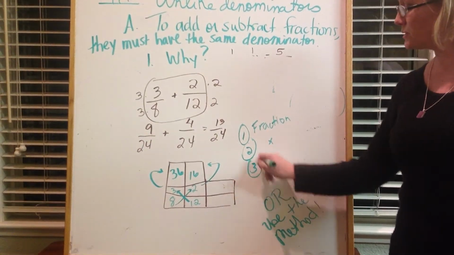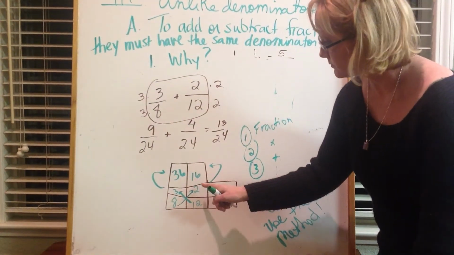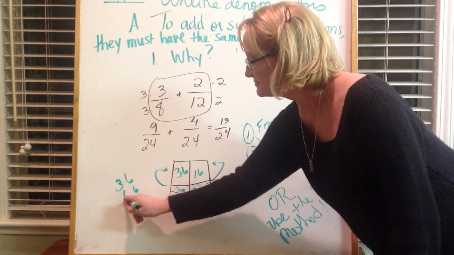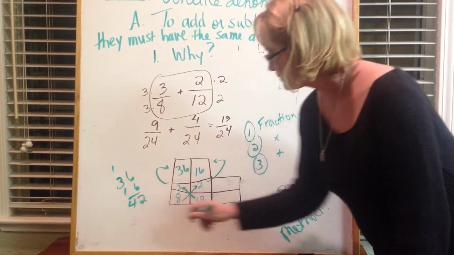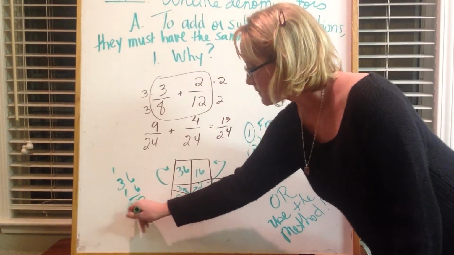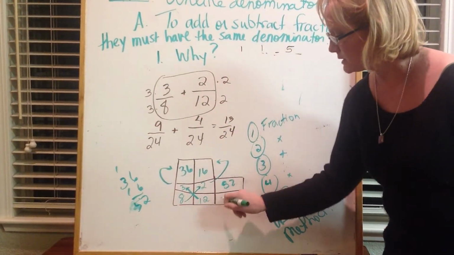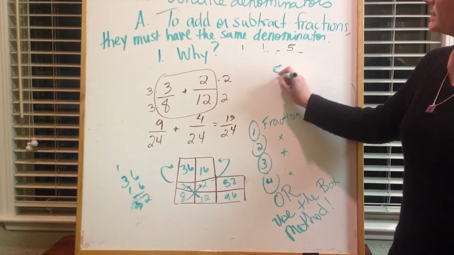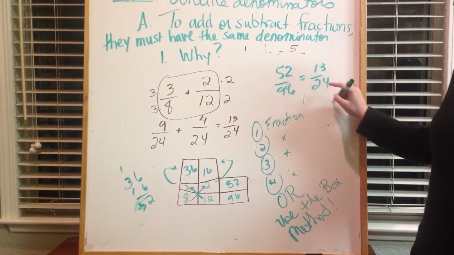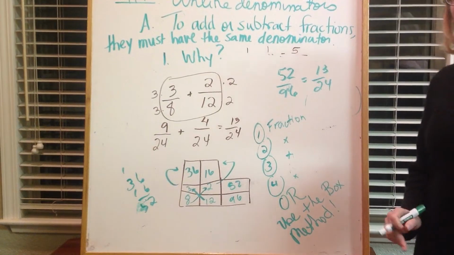Your third step is you're going to add the top numbers. 36 plus 16. I just confused myself. You get 52. And then you're going to multiply the bottom two numbers. 8 times 12 is 96. So I got 52 over 96. But when I reduce it, it becomes 13/24, the same answer. Okay guys, so we'll go over this box method again in class tomorrow. Okay.